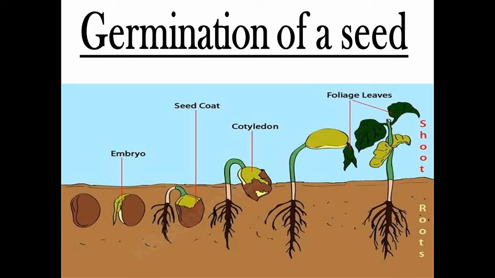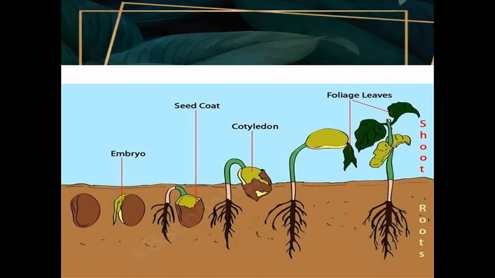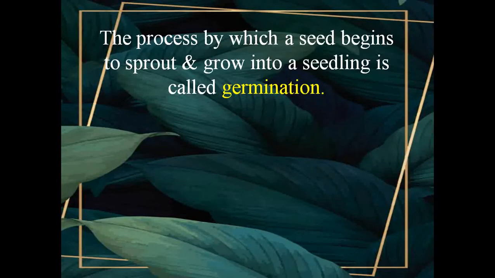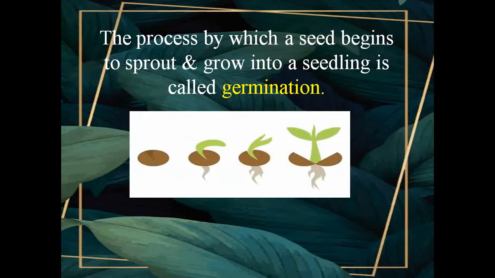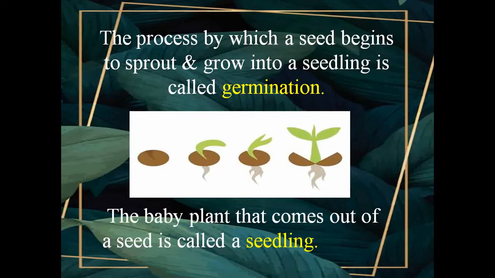What all stages a seed goes through, we'll study in the germination of seed. As you can see in the picture, a seed has to pass different stages to become a plant. The whole process by which a seed begins to sprout and grow into a seedling is called germination. What is a seedling, children? The baby plant that comes out of a seed is called a seedling.